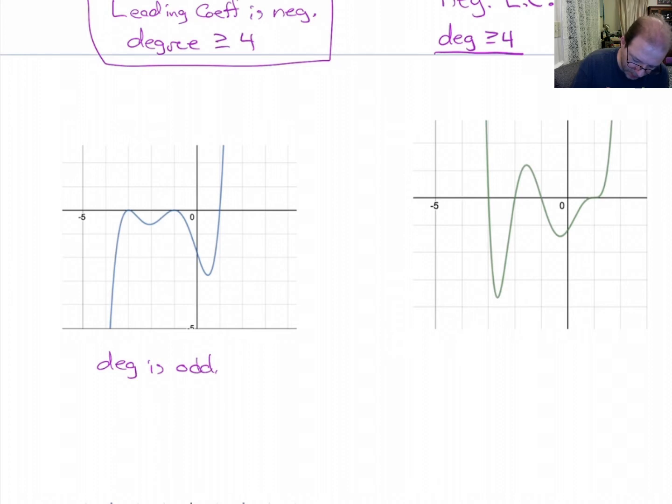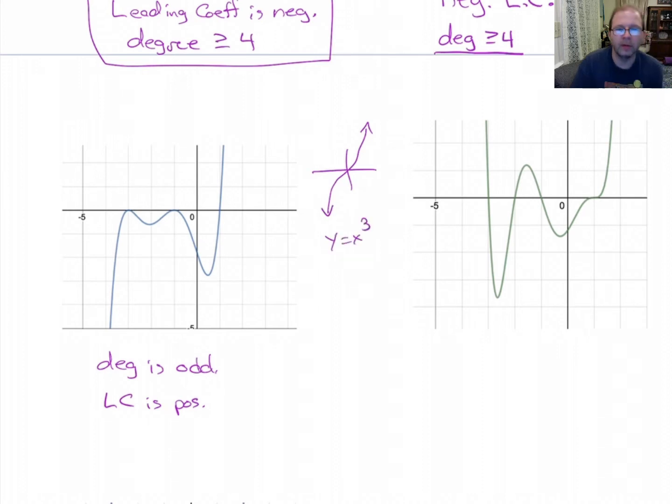And its leading coefficient is positive. There are a couple of ways to think about that. If you just remember that y equals x cubed looks like this, I mean, really, we're just looking at the end behavior. So the end behavior of this tells you that it has to be a positive leading coefficient.